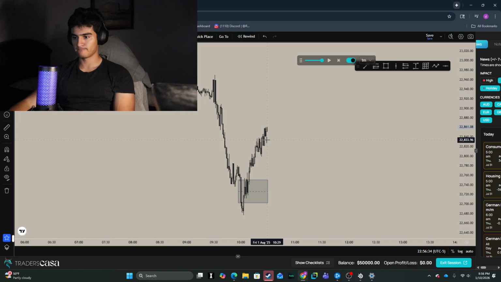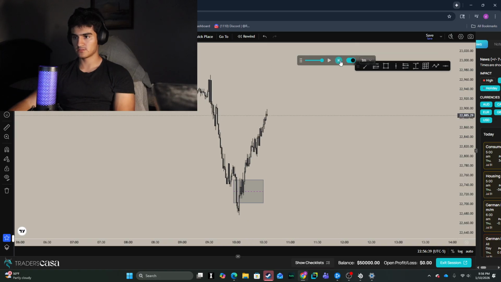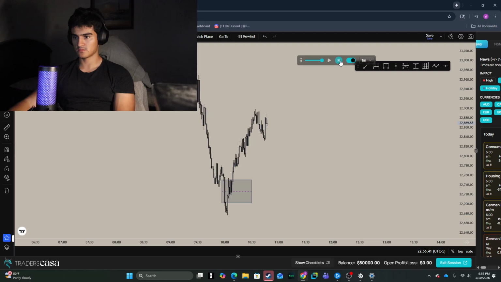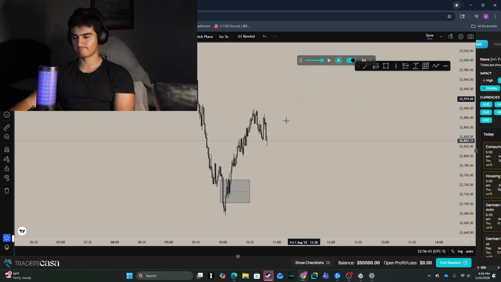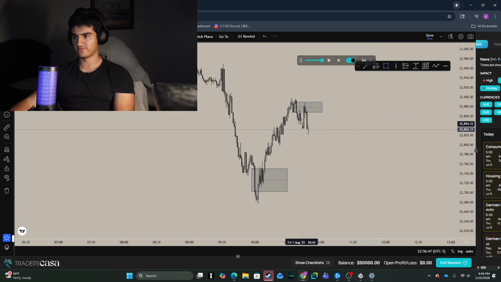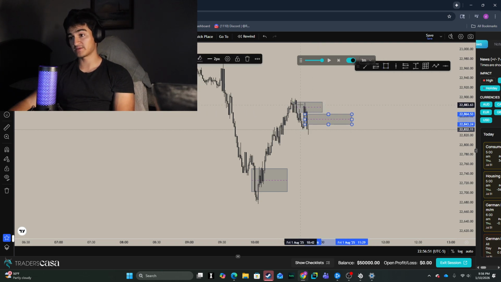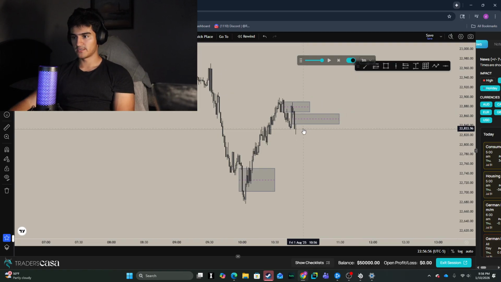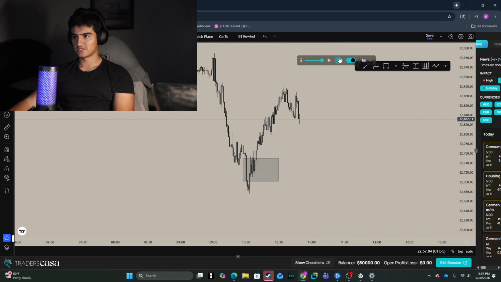10:30, 10:29. This could be a good short right here. We inverse this, respected this, inverse this bullish gap here. But I don't really have a break-even point for this trade, so I'm not gonna take this. I'm just gonna let it be.